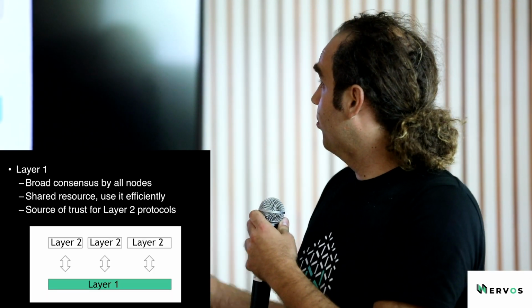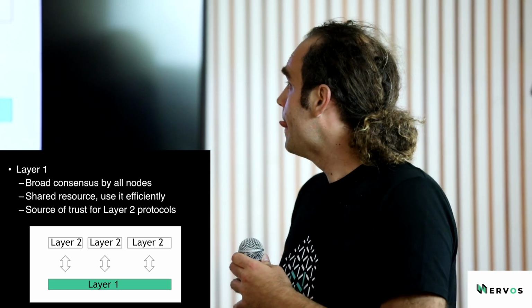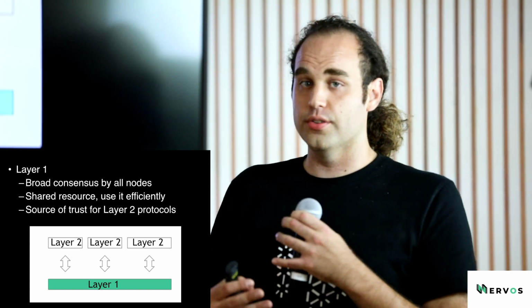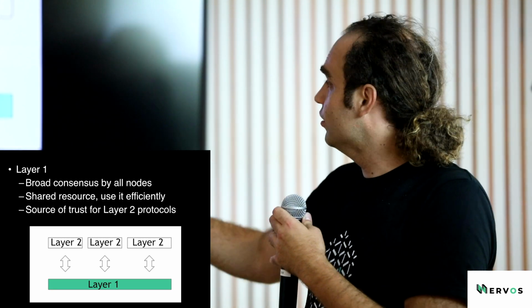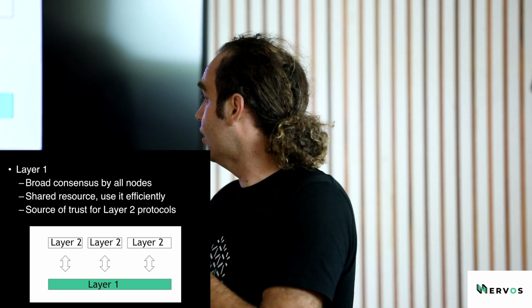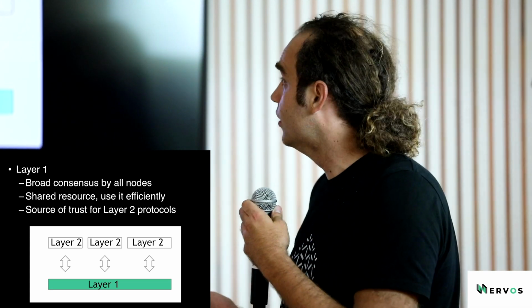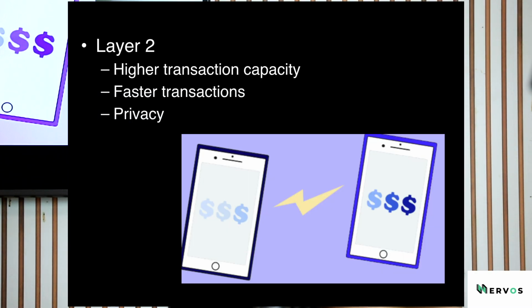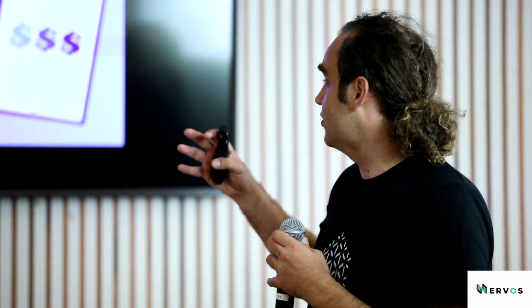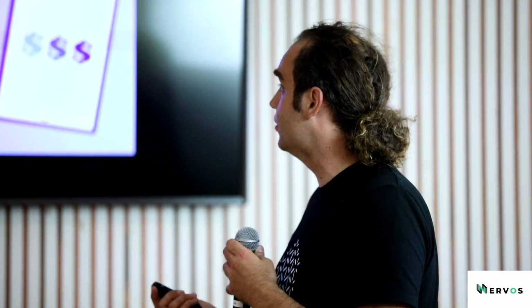Layer 1, you have broad consensus by all nodes. It's a shared resource. You want to use that effectively or efficiently. And it's a source of trust for layer 2 protocols. So you can see layer 1 is this shared single layer, while layer 2 is separated. All of the nodes in the network all know what's happening on layer 1, but that information is separated at layer 2. With layer 2, you can have higher transaction capacity, faster transactions, and privacy, and that's because these transactions are just peer-to-peer between different users on the network. The layer 1 blockchain doesn't know about all the things that are happening at layer 2.